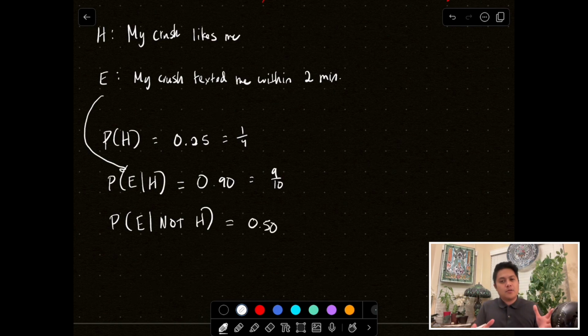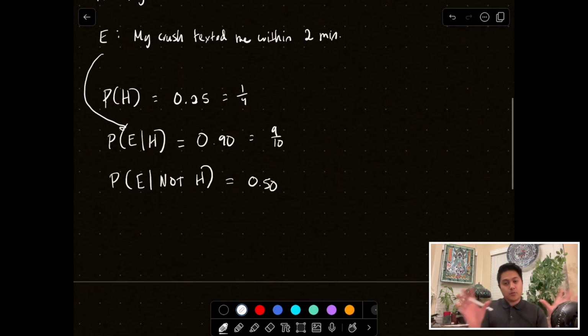Let's play around with these numbers. We don't really have any hard data or studies to verify this, but if you did have empirical studies that had numbers that you could assign to these values, it might be a better estimate of the probability your crush actually likes you. So anyways, with these 3 numbers, we are ready to calculate what is the probability they like us given they texted us within 2 minutes.